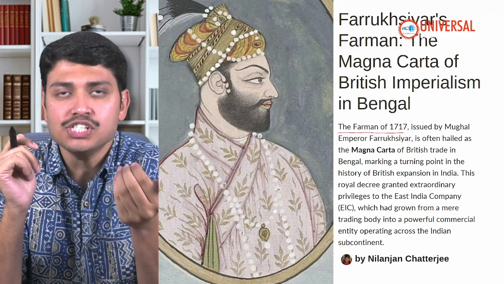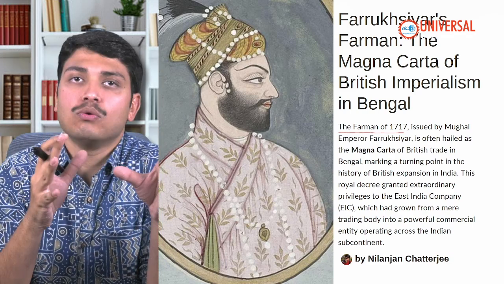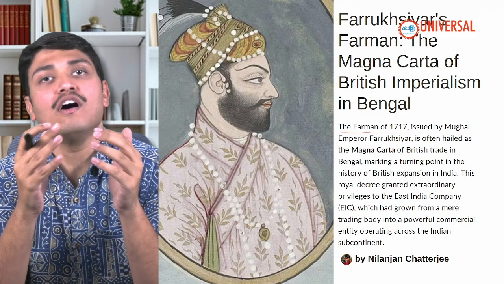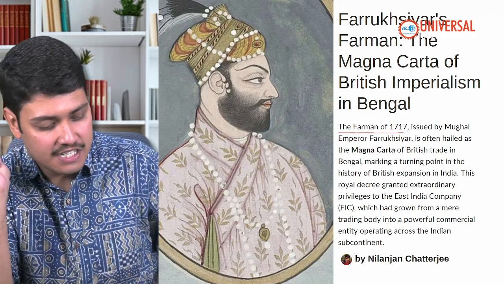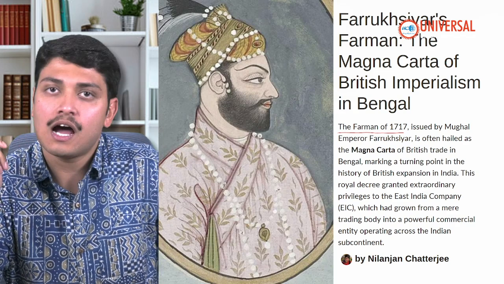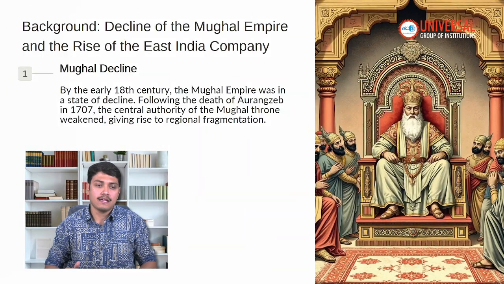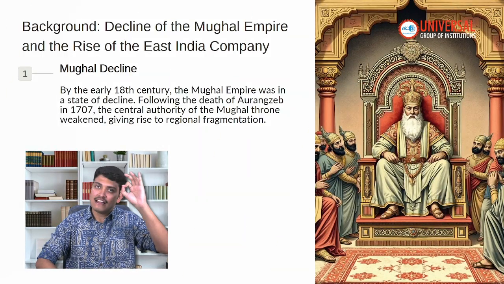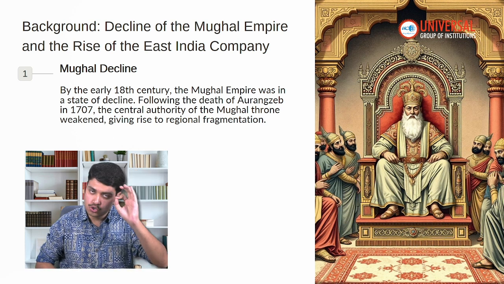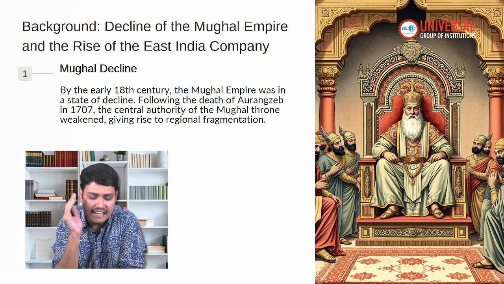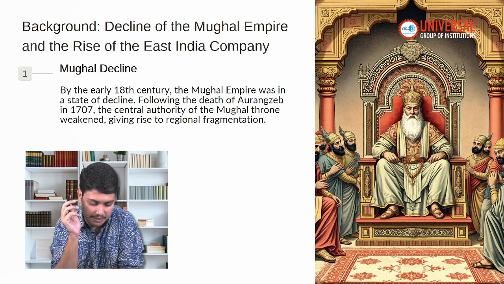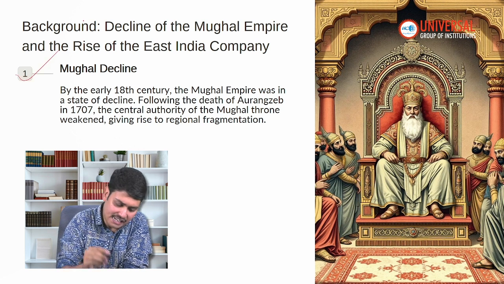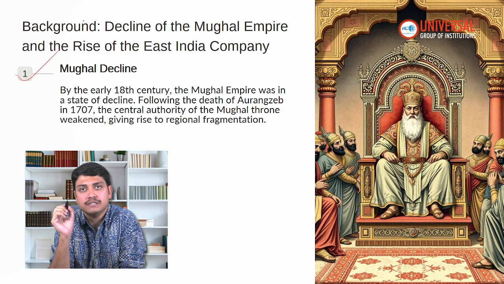So, before we get into the detail, we should discuss the historical background of the Farman that took place in 1717. So let's come to the next slide. One of the important factors to note is the decline of the Mughal Empire and the rise of the East India Company. So the first point is the decline of the Mughal Empire.